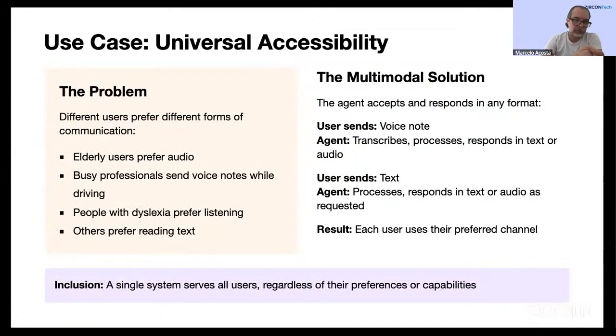And this is related to what we just saw, universal accessibility. You have different users with different needs. Some prefer voice, some text, some can't read, some can't type. So the system can manage all of this: the user chooses how to communicate, and the system can adapt.